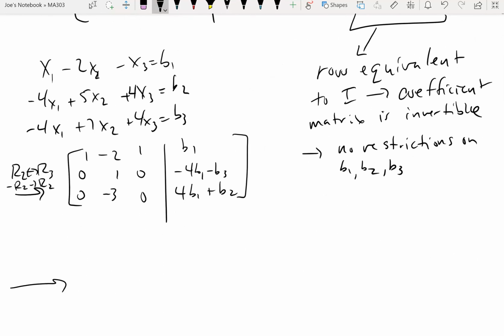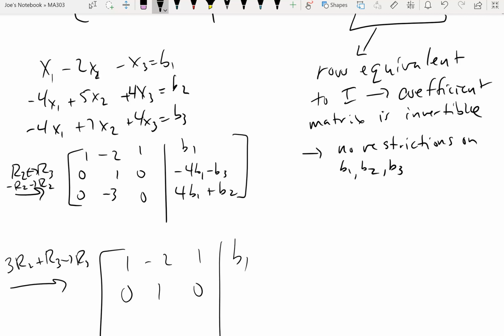What do I need to do to get a 0 below the 1? Good. All right, so then we get 0, 0, 0 here, don't we? And then if we take 3 times this and add it to this, the interesting part is this part. We get -12b1 plus 4b1, so we get -8b1. I get a plus b2 and a minus 3b3, if I did my arithmetic right.